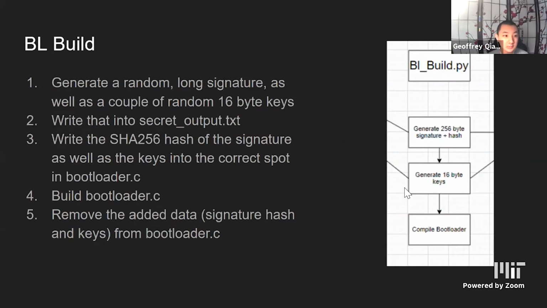So the first part of our toolchain was bootloader build. The first step in that is generating a 256-byte random signature and 3 different 16-byte keys, and writing that into our secret_output.txt. And we write the SHA-256 hash of the signature as well as the keys into bootloader.c so that the C side has access to them. We then build bootloader.c. And then we remove the added data from step 3 from bootloader.c to prevent people from just reading it.